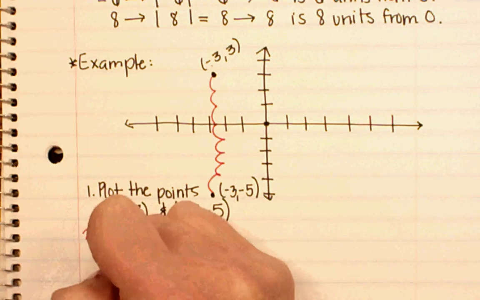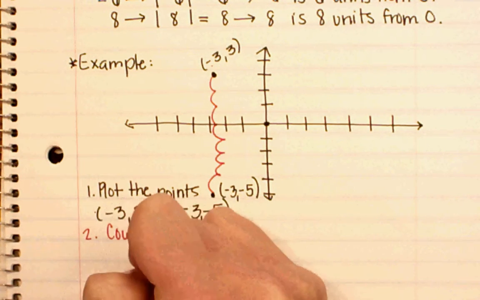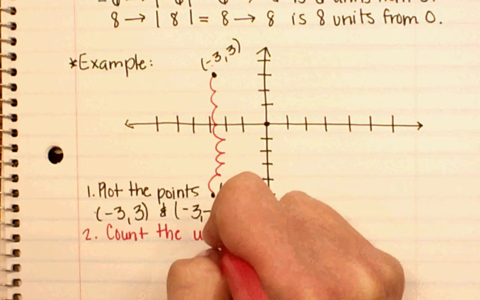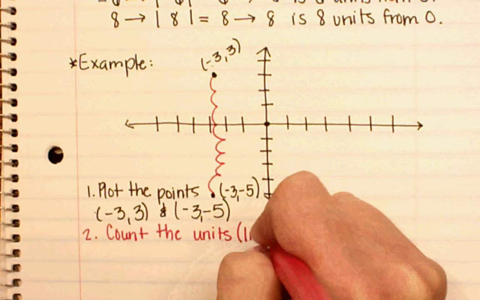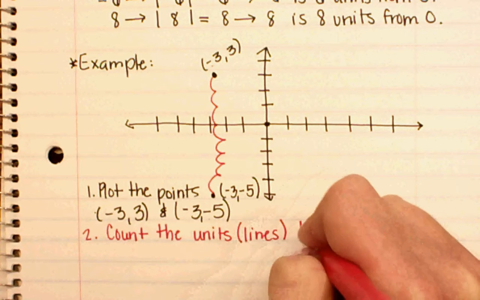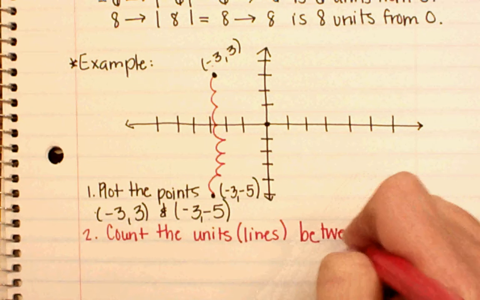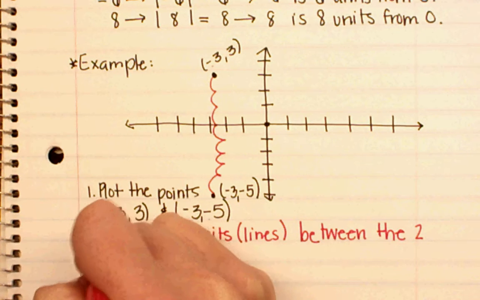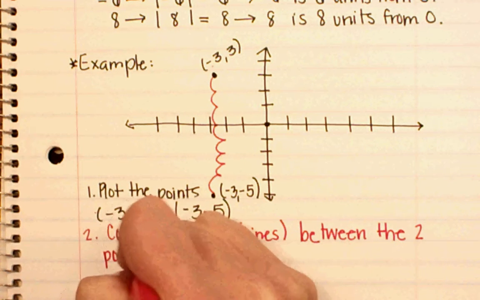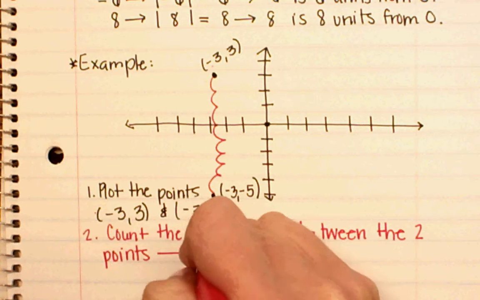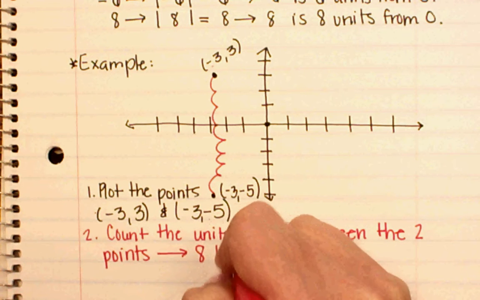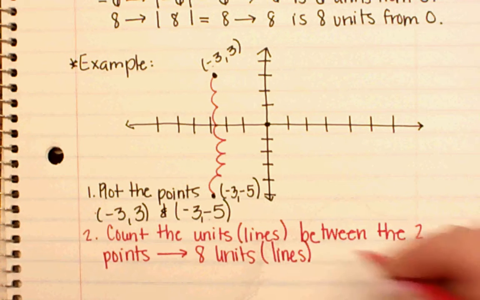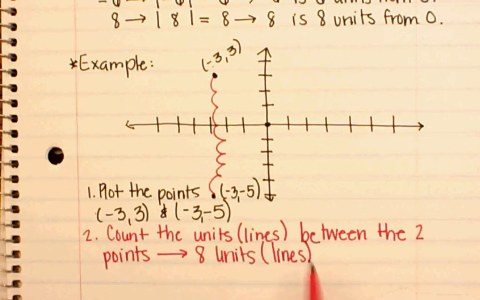Step 2 would be count the units or lines between the 2 points. And there are 8 lines, 8 units or lines. So that would be the correct answer.